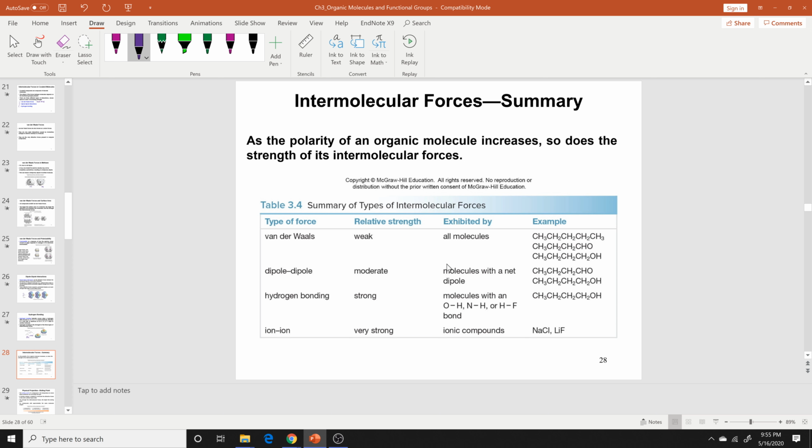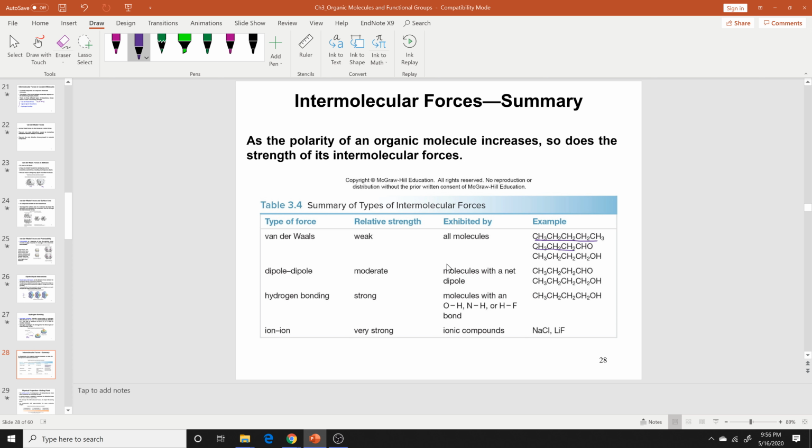Van der Waals forces, we can see over here. Van der Waals forces, they exist normally between R chains. So if you have a big R chain, then you have a van der Waals force over here. Now since you have an aldehyde, a CHO is an aldehyde, you have a dipole-dipole interaction over there. So with the aldehyde, you have a dipole-dipole interaction.